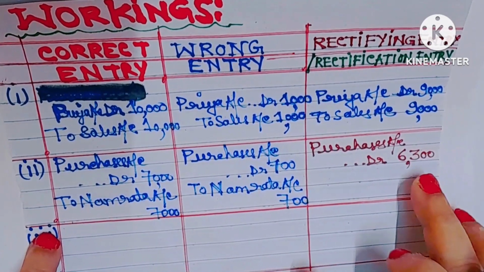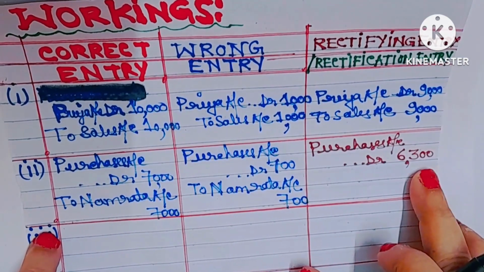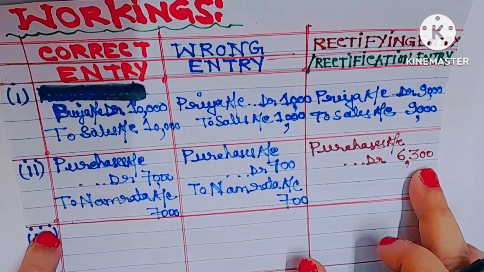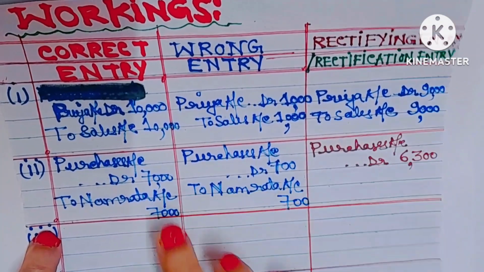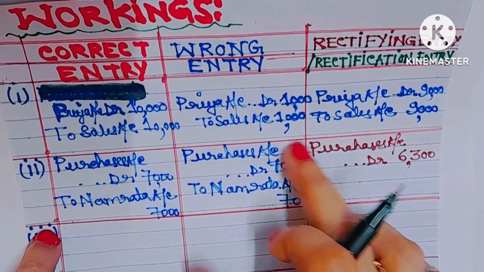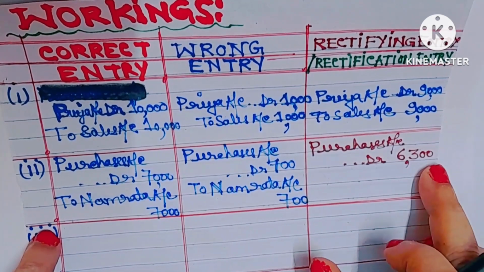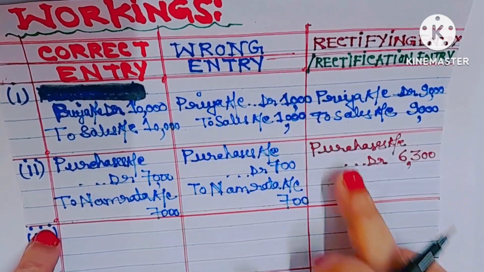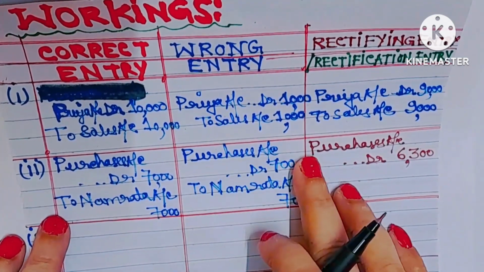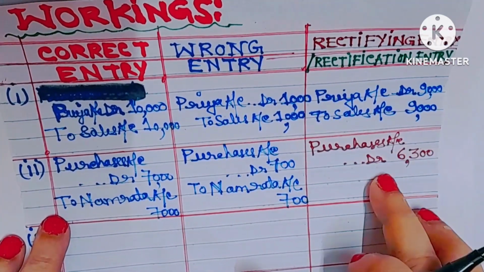Please remember, we are writing rupees 6,300 in the rectifying entry because rupees 6,300 has been recorded less in the wrong entry. So if we write rupees 6,300 in the rectification entry, that will give us 7,000. In the wrong entry, purchases account debit 700. They have already recorded rupees 700. So rupees 700 plus rupees 6,300 will give you rupees 7,000. So we have rectified. To increase the amount, please remember you do not have to pass the reverse entry. You have to write the entry on the same side with the differential amount.